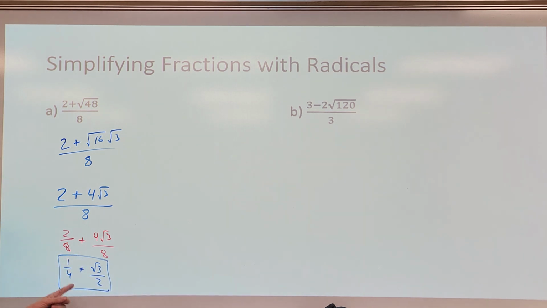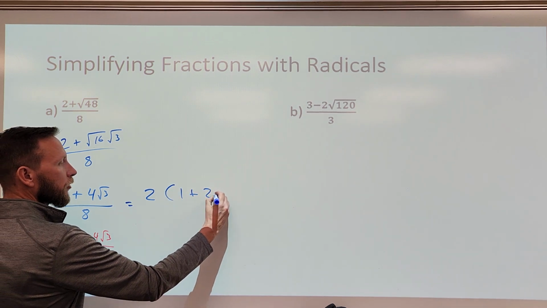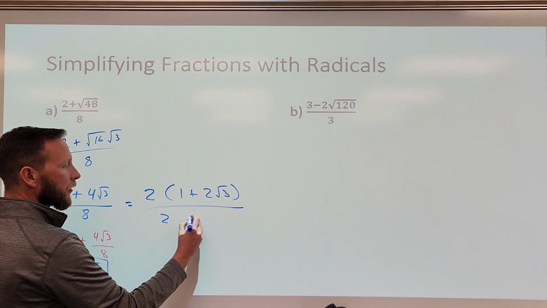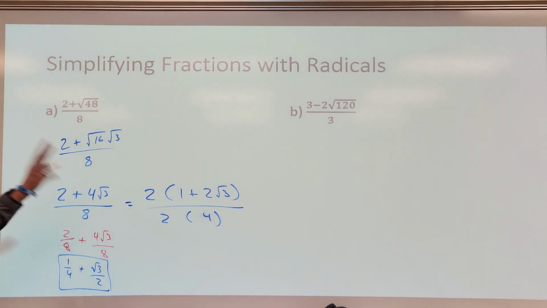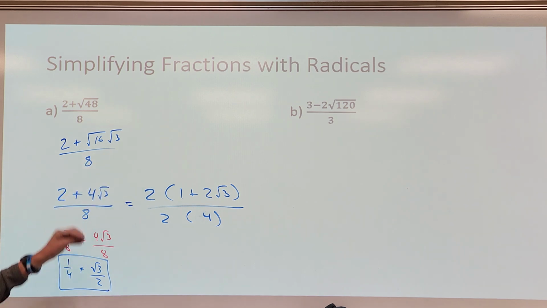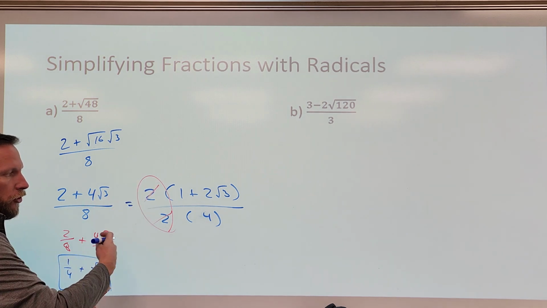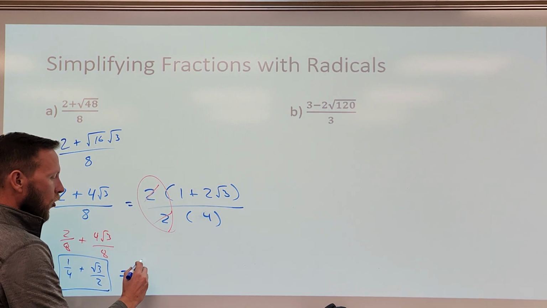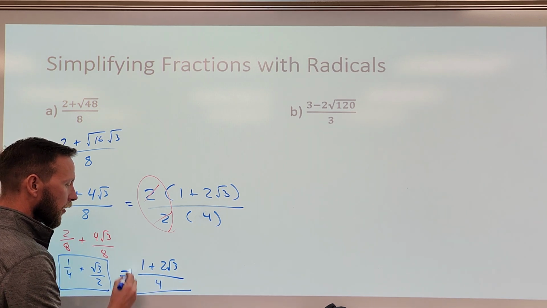And so this would be our simplified form. Now, some teachers don't like these to be separated. Instead, what if I can just factor out a common factor from the top and write that as 2 times (1 plus 2 square roots of 3). And in the denominator, we have 2 times 4. If I recognize that by factoring out that common factor, I can simply eliminate this factor of 2 over 2, and I'm left with (1 plus 2 square roots of 3) over 4.